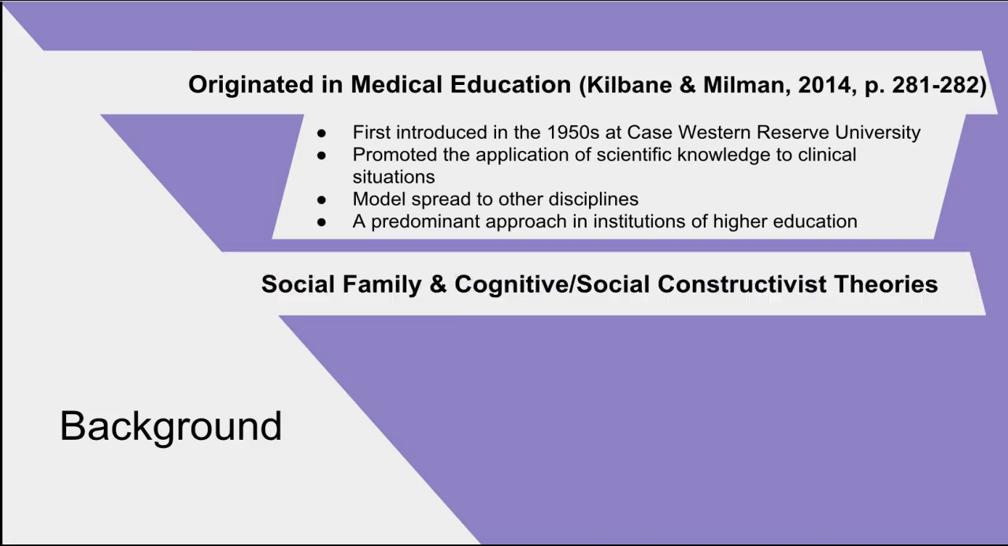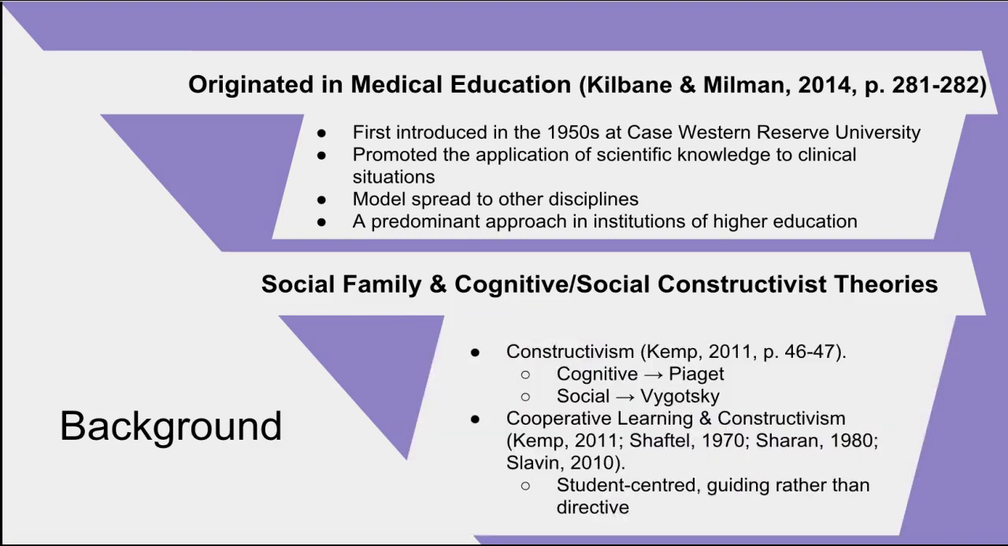The social family and cognitive social constructivist theories support problem-based learning. There are two types of constructivist theories, cognitive and social, as developed by Piaget and Vygotsky, respectively. The cognitive theory refers to education for cognitive development. The social theory refers to education for social transformation.